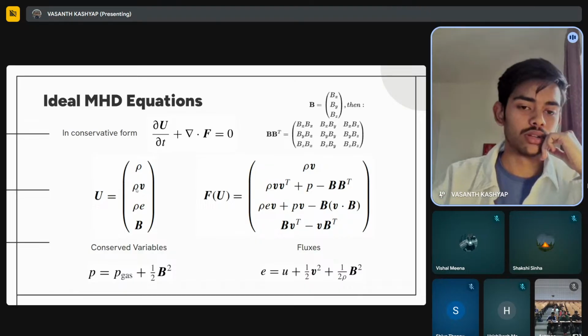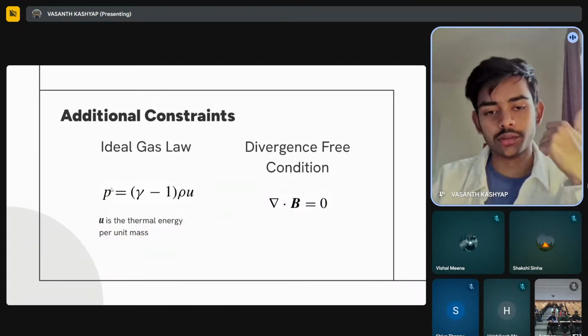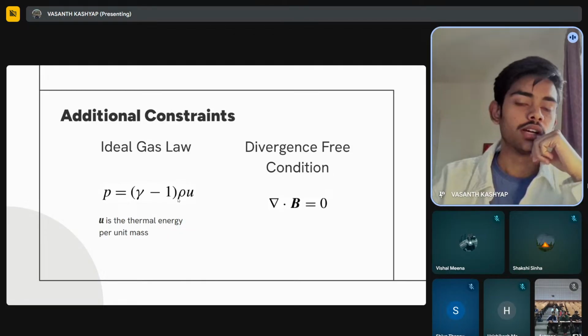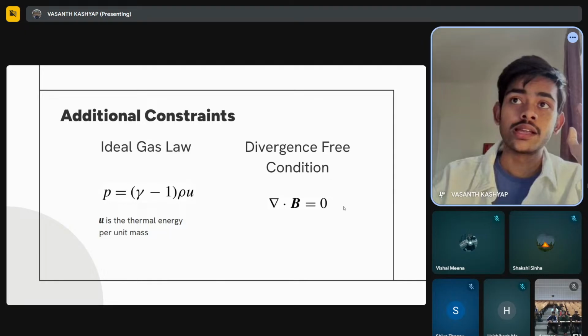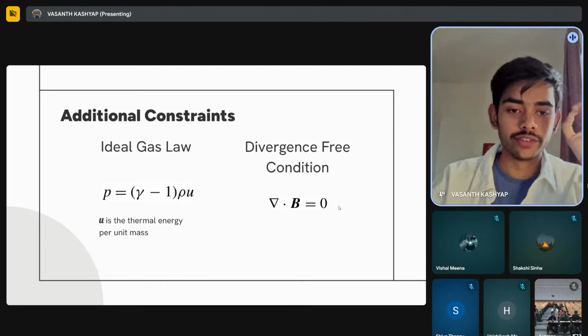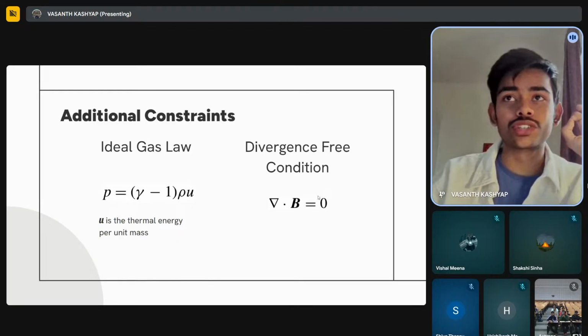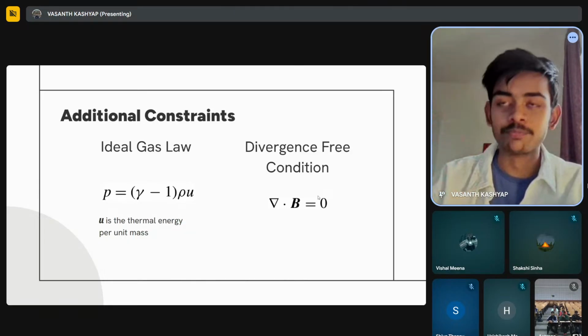Momentum has the velocity in it, right? So you basically fix your thermodynamics, the pressure and temperature, all of that, from the density and velocity using this ideal gas law. So that is quite easy to take care of. But then there is the elephant in the room, which is that the divergence of the magnetic field is zero. This is perhaps the most difficult constraint to satisfy in all of physics that I know.